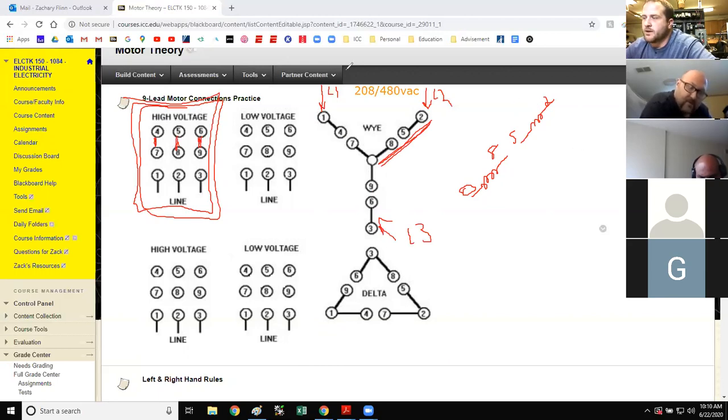For low voltage, let's say in my garage all I have is 208. I don't have 480. So I need to hook this motor up for low voltage operation. I need to parallel these windings, which means I take this whole thing and move it right next to that winding. So it would look like this. This becomes 5 and this becomes 2, and those two get connected. Does that make sense? So the bottom side then would look like this.